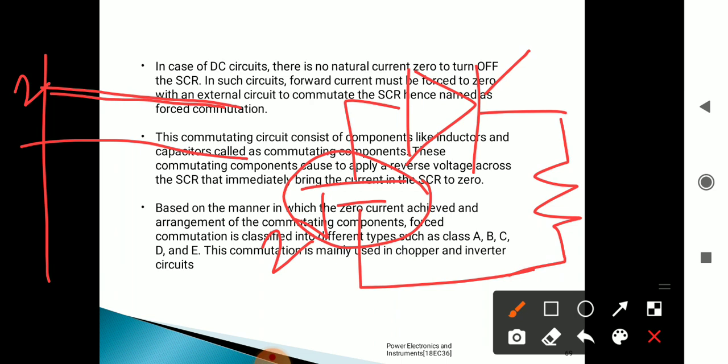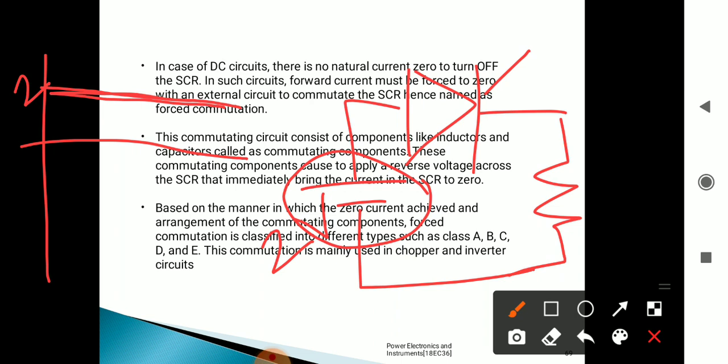So here the supply is DC, there is no natural zero. In order to turn off the SCR, we need to use some external circuit as well as components. Those components we call commutating components. Getting this? If we use an AC supply, we call it natural commutation. If the supply is DC, we call it forced commutation. In forced commutation, there is no natural zero in case of a DC supply source, so for that reason we need external circuits as well as external components, like capacitors and inductors.